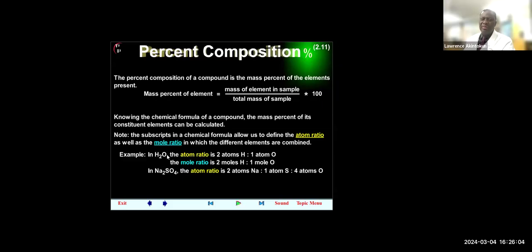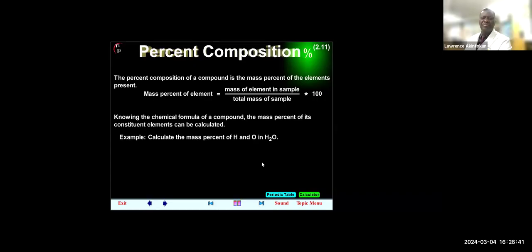Now, if you don't have any subscript on the elements, it shows it's just 1. In the case of sodium sulfate, Na2SO4, here you have 2 atoms of sodium, 1 atom of sulfur, and 4 atoms of oxygen. So the atom ratio is 2 atoms of Na to 1 atom of S and 4 atoms of oxygen. The mole ratio is 2 moles of sodium to 1 mole of sulfur, 4 moles of oxygen.